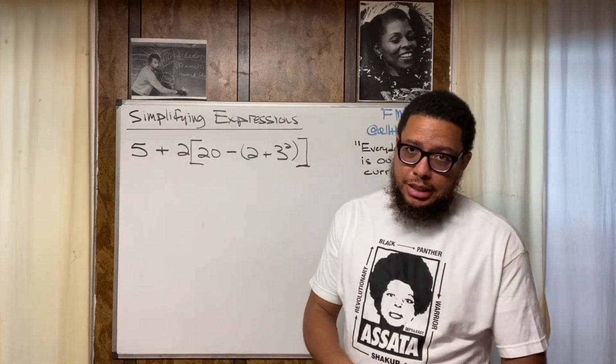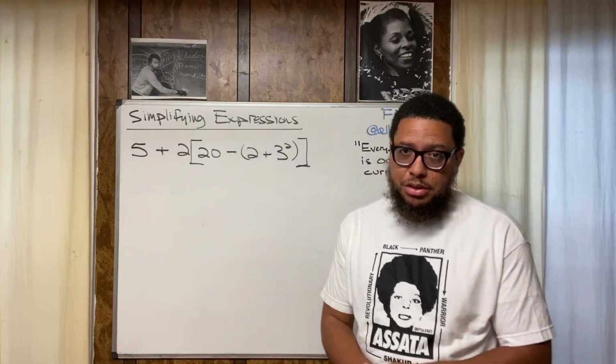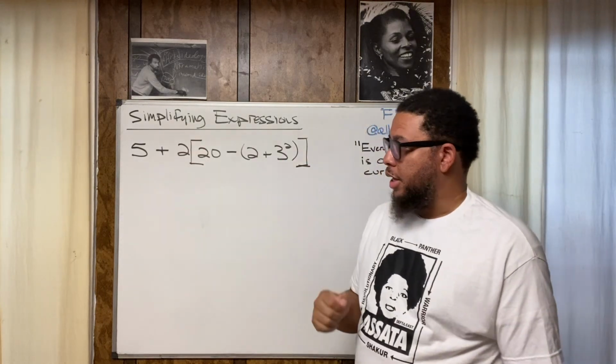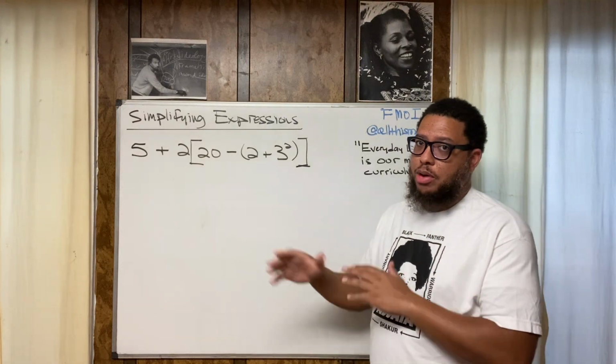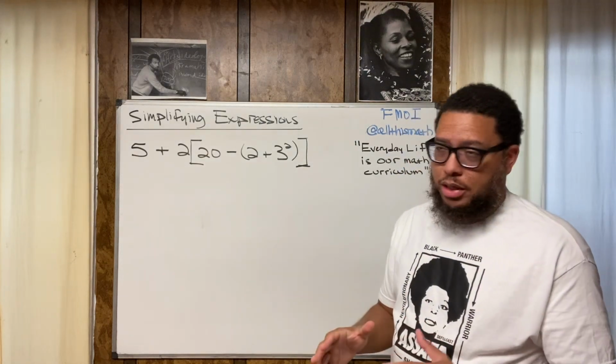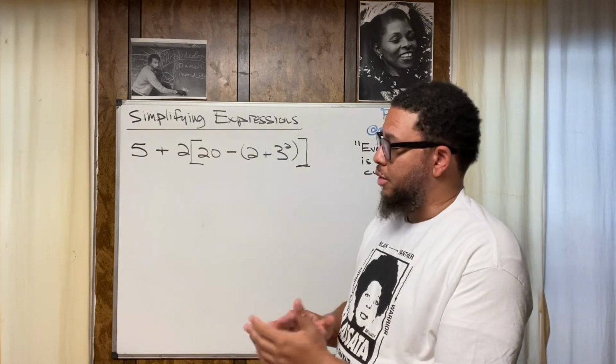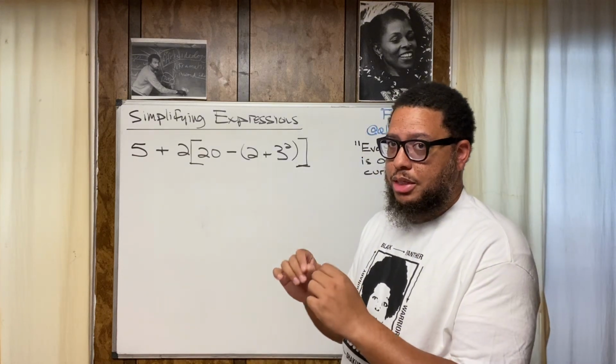All right, today's lesson. We're simplifying an expression. There's a lot going on here. The first step is to know how to read the problem correctly. You got to read the problem correctly. So what do we have? We start from the far left and we read to the right, just like in the English language.